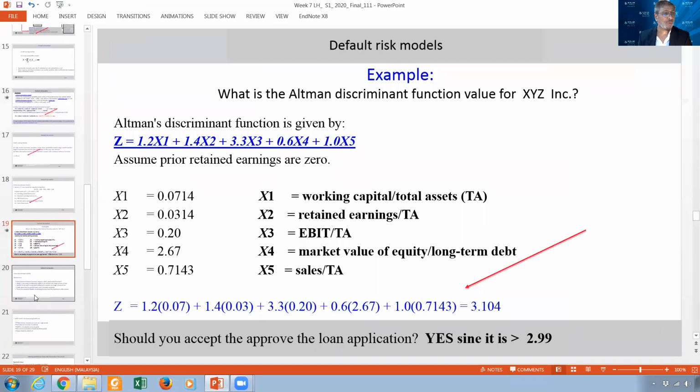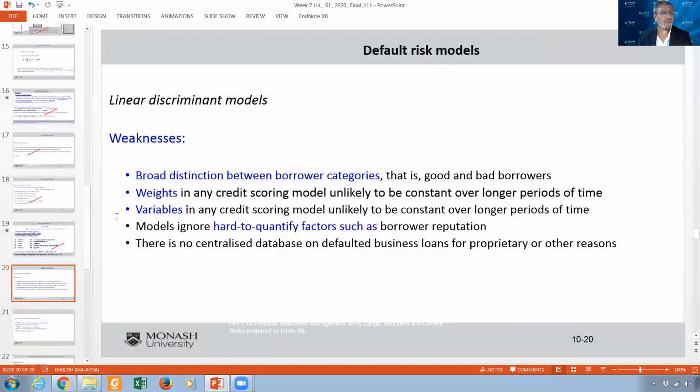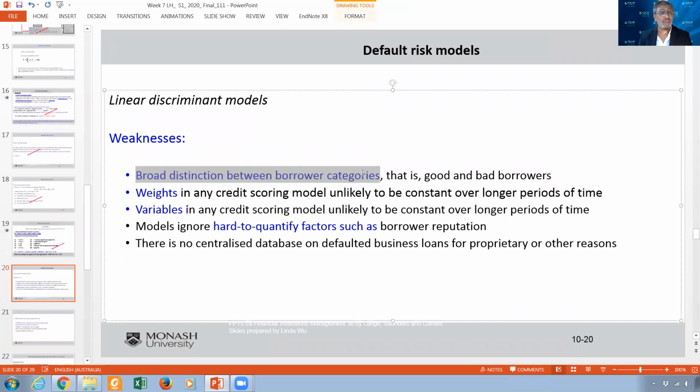Now let me come to the weaknesses of those models. They have broad distinction between borrower categories. So it's just good and bad. As I told you, in the linear probability modeling, if you put 95 or 97%, for example, as the benchmark, anybody under 97 is bad. Everybody over 97 is good, which is not right, actually.